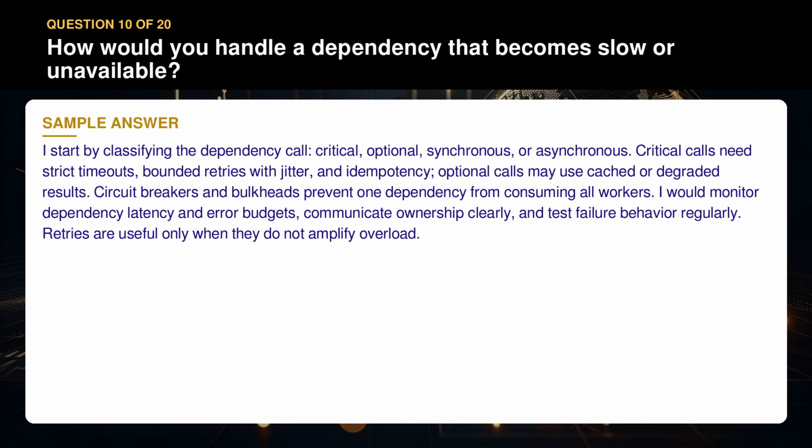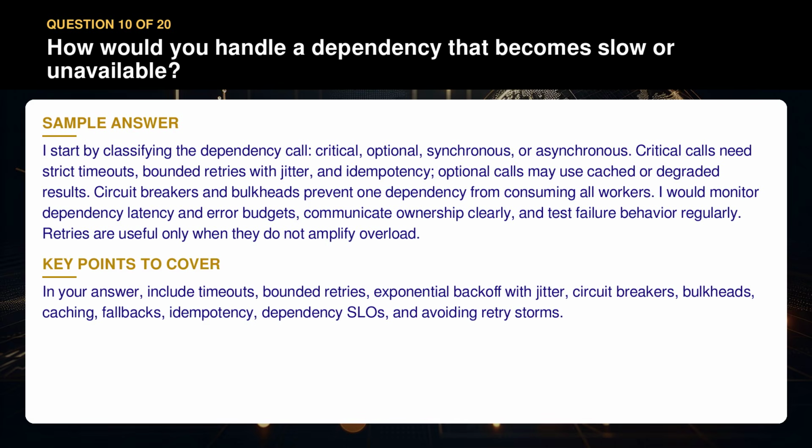I start by classifying the dependency call: critical, optional, synchronous, or asynchronous. Critical calls need strict timeouts, bounded retries with jitter, and idempotency. Optional calls may use cached or degraded results. Circuit breakers and bulkheads prevent one dependency from consuming all workers. I would monitor dependency latency and error budgets, communicate ownership clearly, and test failure behavior regularly. Retries are useful only when they do not amplify overload.